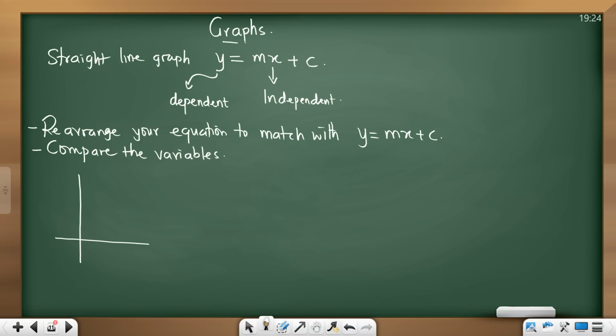Do you notice what was on the y-axis? It was acceleration. Do you remember we said it's the dependent variable? What was on the x? It was tension.